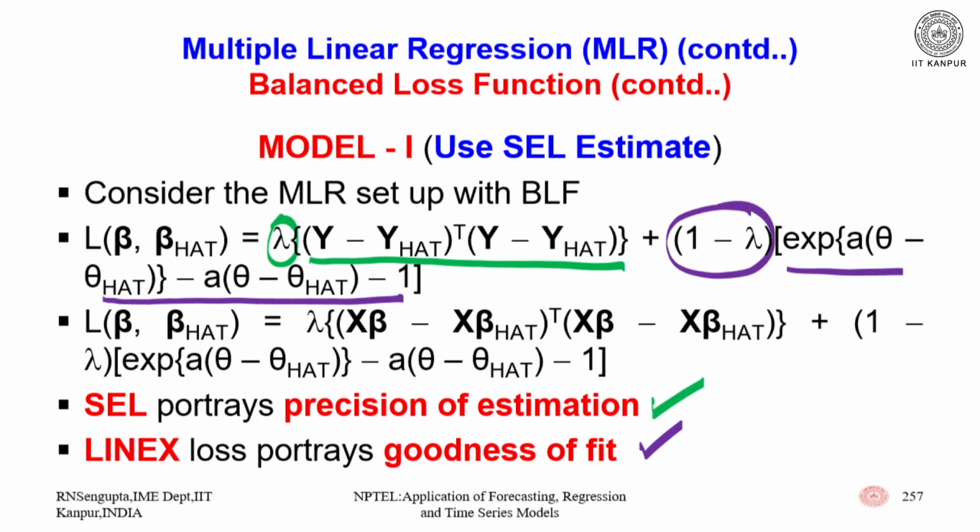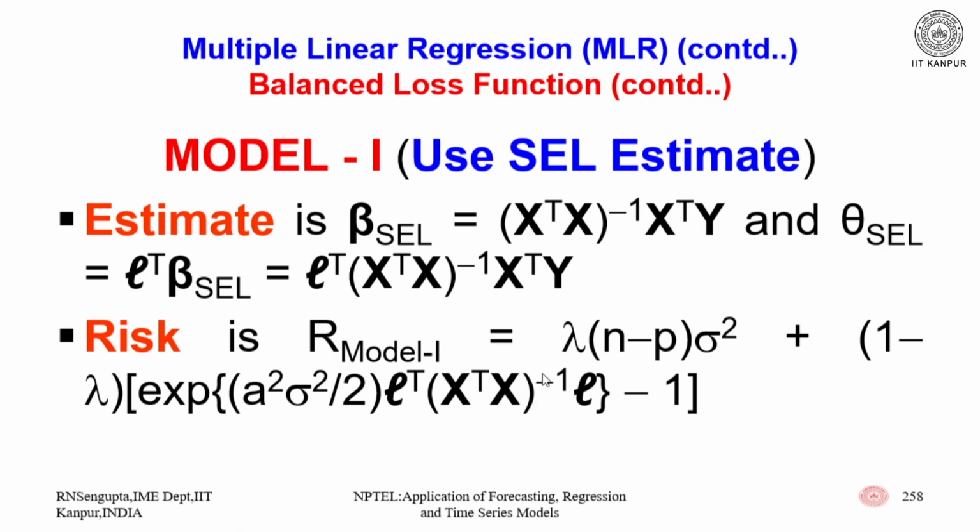So, the storyline again: lambda multiplied by squared error loss corresponding to the difference squares of the y and y hat, and 1 minus lambda is the weight which is being multiplied with the LINEX loss, and LINEX loss is mainly focusing on trying to find out the loss corresponding to the theta or beta values. So, once you have that, what is now the second stage?